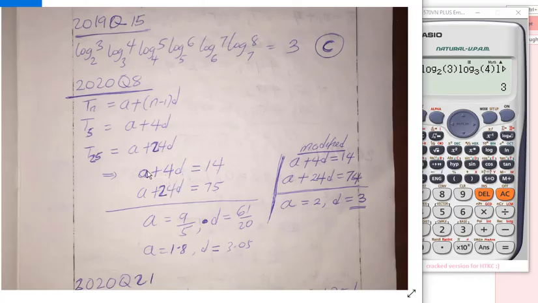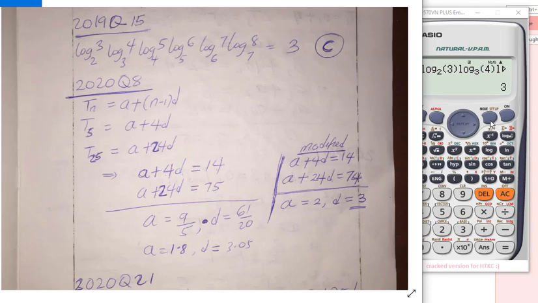Now don't forget, they say the fifth term is 14. So this is a plus 4d equals 14, where a is the first term and d is the common difference. Do you understand? So a plus 4d equals 14 from the question. Now the next one, a plus 24d equals 75 as well from the question. Do you understand? So at the end of the day, you will use the calculator to solve the simultaneous equation.